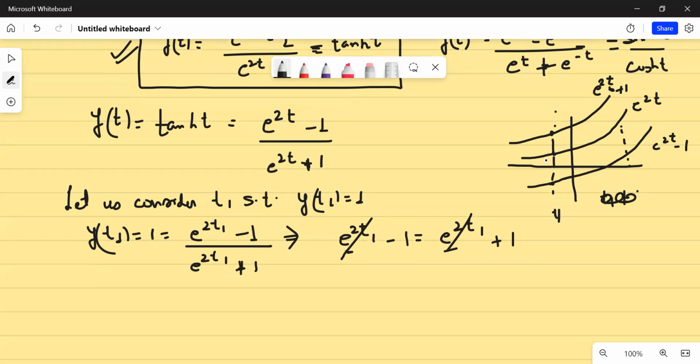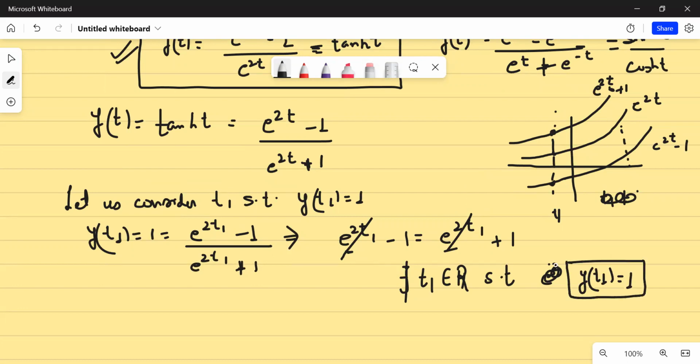But understand that e to the power 2t is a one-one increasing function. This is how it is made. And e to the power 2t minus 1 would be downwards, and e to the power 2t would be a displacement of this particular graph upwards. Now, if I say that there exists a point t1 such that e to the power 2t1 minus 1, which is here, and e to the power 2t1 plus 1 is there, how can they be equal? They can never be equal. So there does not exist any such t1 belonging to R such that y of t1 is equal to 1.